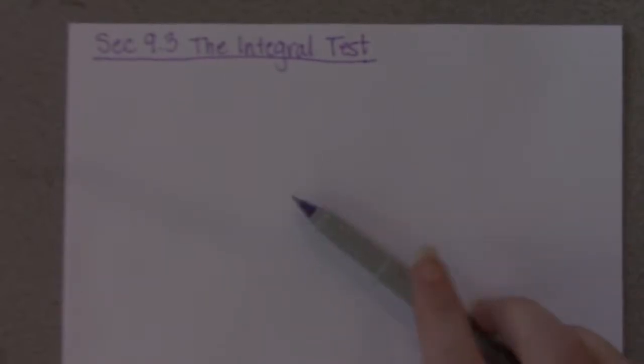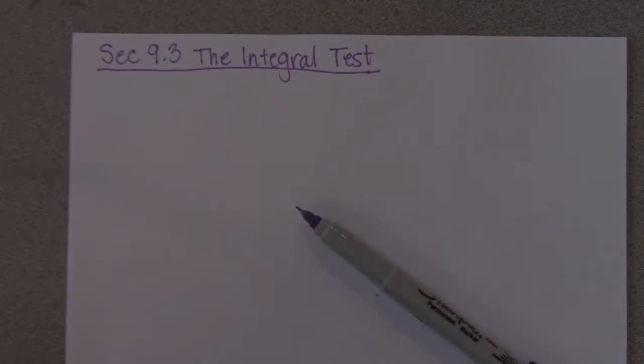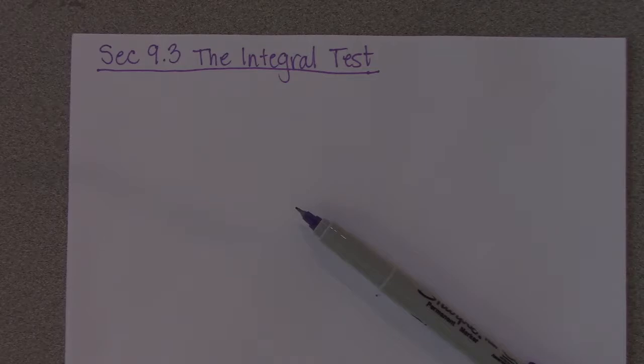All right, so today we're going to start getting into the different types of tests we can do. So we looked at a geometric series, right? We looked at a telescoping series. But for series that are neither of those two things, we're going to have multiple tests that we can apply to see whether a series converges or diverges.